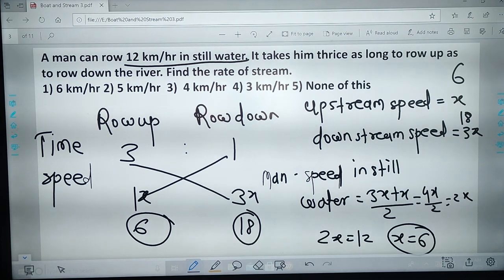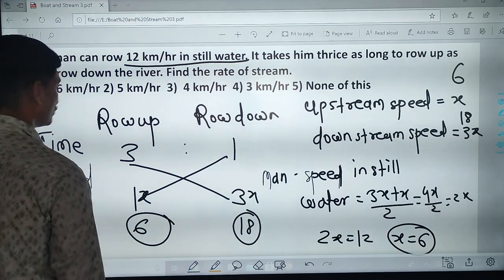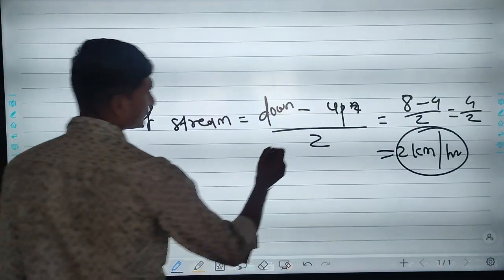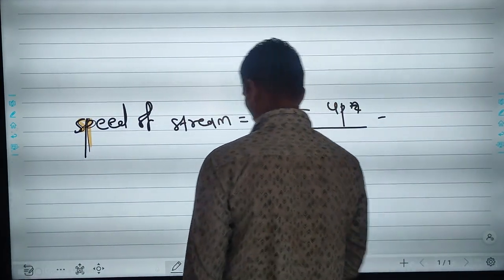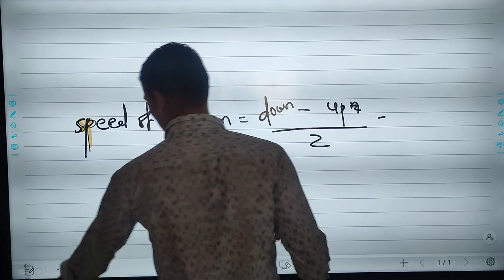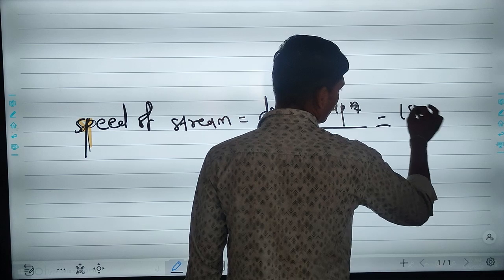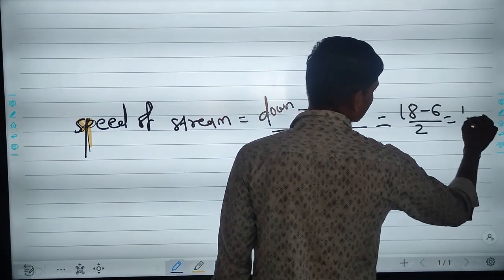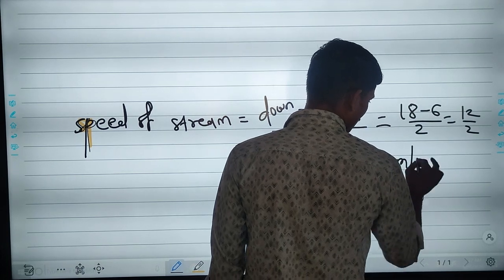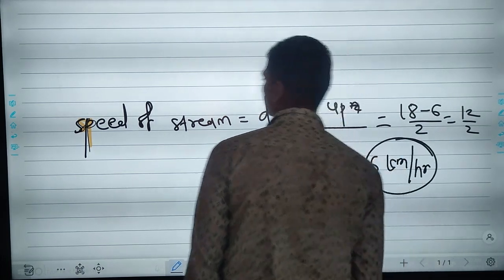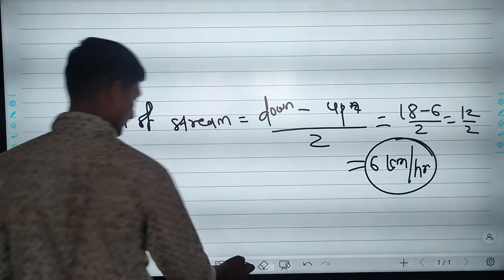Then speed of stream is equal to the subtraction of these two divided by 2. That is 18 minus 6 divided by 2, which is 12 divided by 2, equal to 6 km per hour. This is your speed of stream.